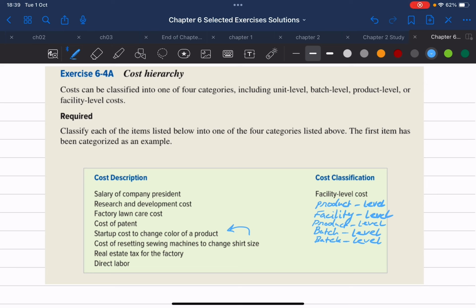Next one, real estate tax for the factory. Tax at this level for the whole factory, of course, is going to be a facility level cost. We're just going to write facility level.